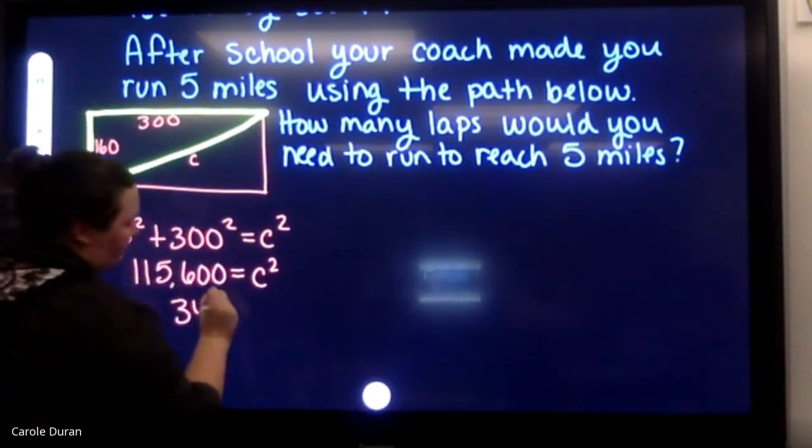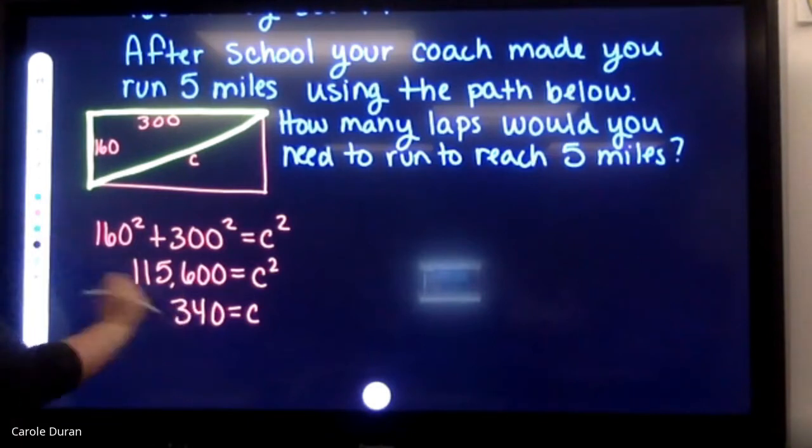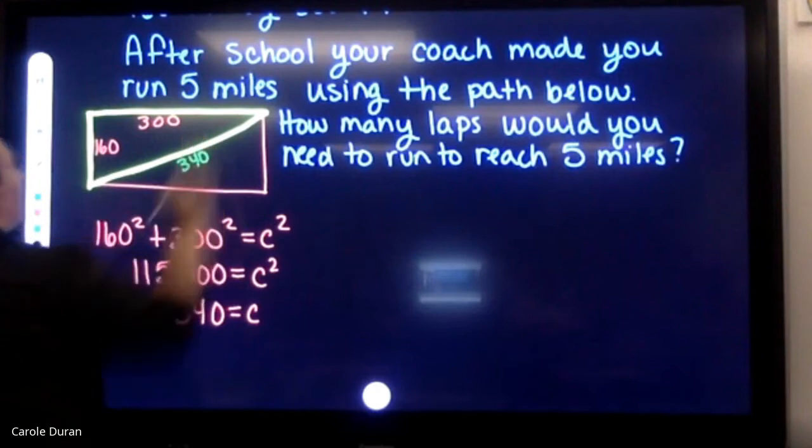340? 340. Wait, did you come up with this problem on your own? Maybe, feet or maybe not. So, one thing at a time. We acknowledged or calculated that this diagonal is 340 feet.